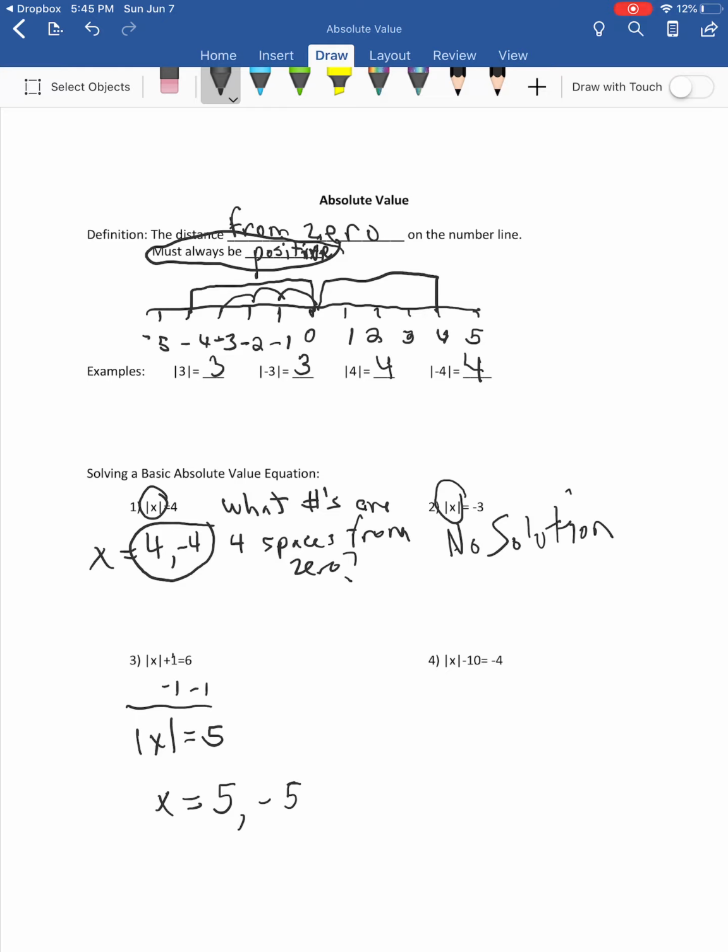Okay, number 4 is not isolated either. So we want to move the 10 over. We're going to do that by adding 10 to each side, which gives us absolute value of x is equal to 6. Okay, again, the logic going through your head should be: what number or numbers have an absolute value of 6, or what number or numbers are 6 units away from 0? That's going to be positive 6 and negative 6.